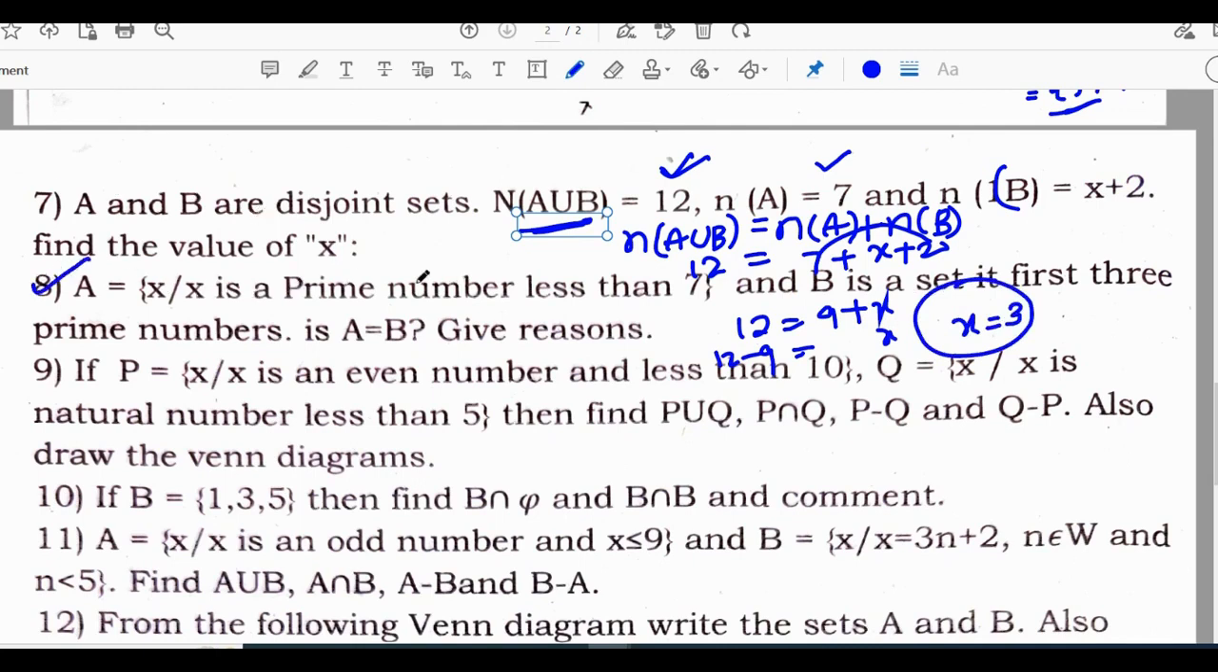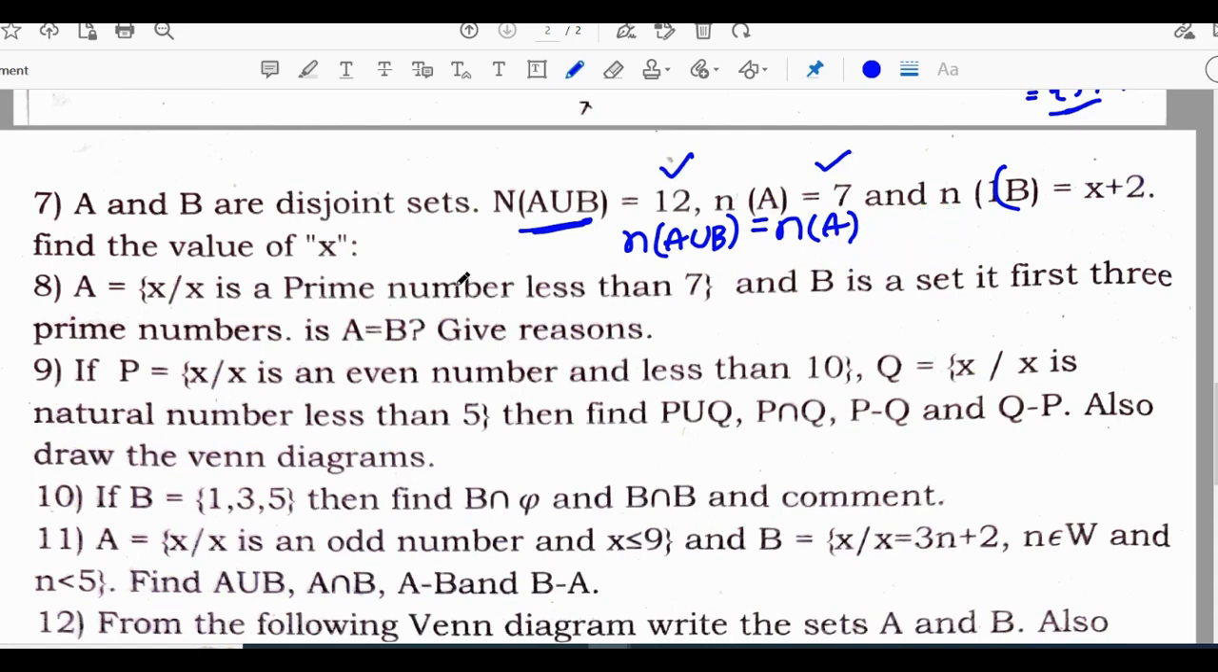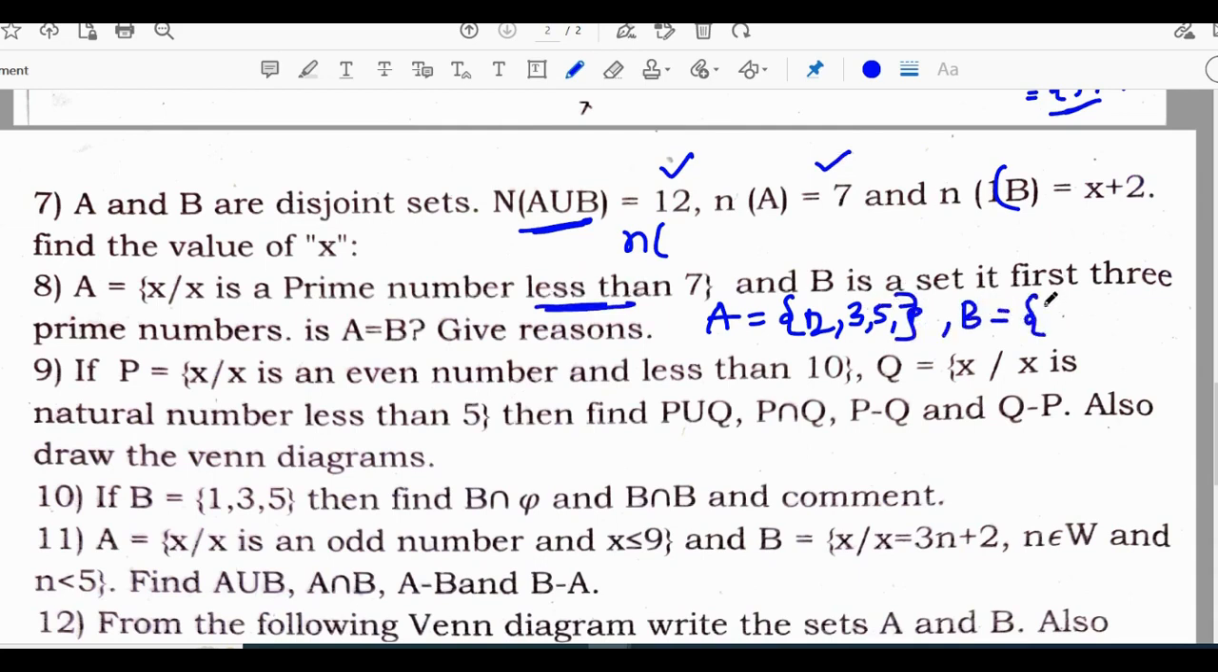Eighth question: A is the set of x such that x is a prime number less than 7 and B is the set of first three prime numbers. Are A and B the same? Give reason. We'll write the set of prime numbers less than 7, students, first. So 2, 3, 5, 7. Sorry, 7 should not be included because it is less than 7. So 2, 3, 5. And B is the set of first three prime numbers. The first three prime numbers are 2, 3, 5.